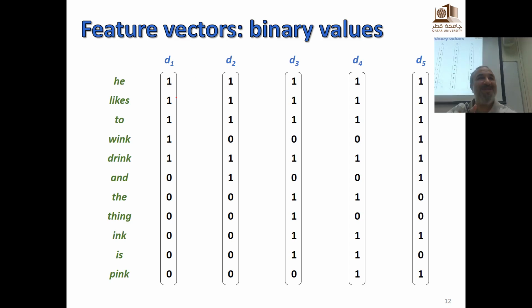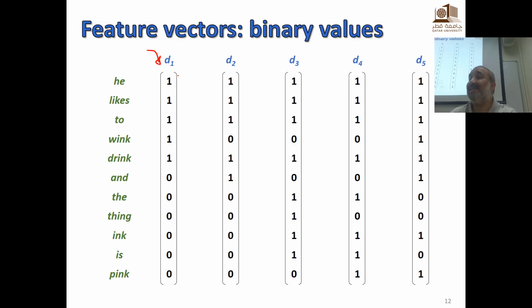So the representation will be something like that. Here, the feature vector is a column. Each column here is a feature vector. This is the feature vector for document number 1. You will see that it has ones only for the words that appear in that document. So we have one here because he appeared in D1, and one here because likes appeared in D1. If a word didn't appear in D1, like and, we will have 0 in that position. So this is the feature vector for the document D1.